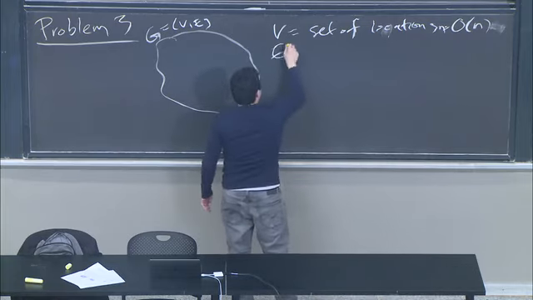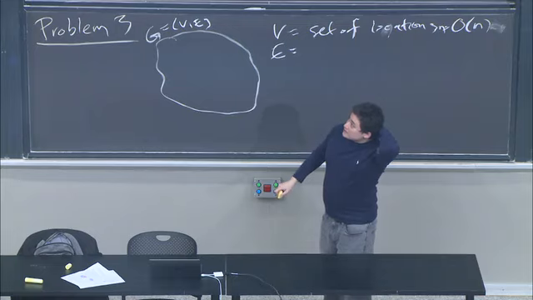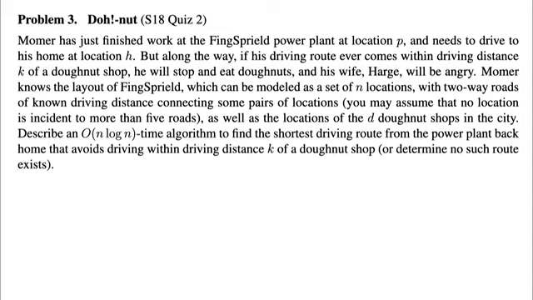And then E, what are we going to have? It's a known pair of things, right?